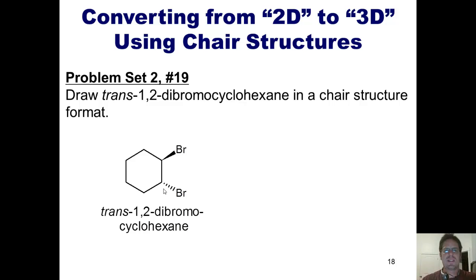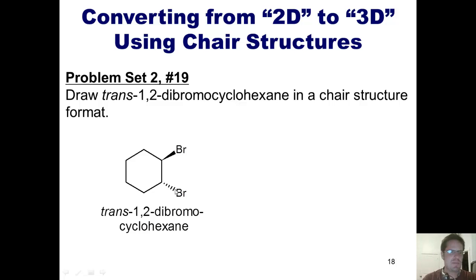Well, the first thing that we have to do is realize that when we look at this flat structure, every time we see a wedged bond like this one, it means that this bromine is three-dimensionally pointing up, and every time we see a dashed bond like this one, it means that this bromine is three-dimensionally pointing down.